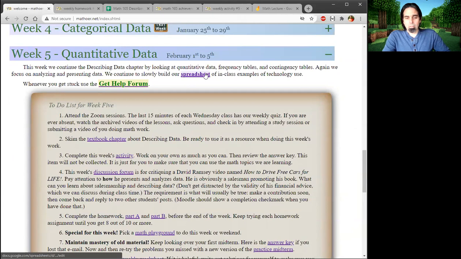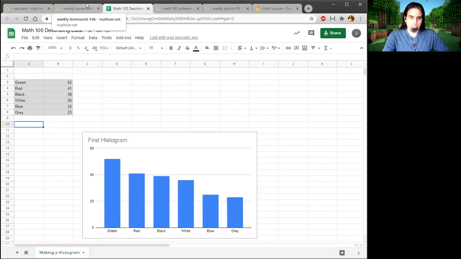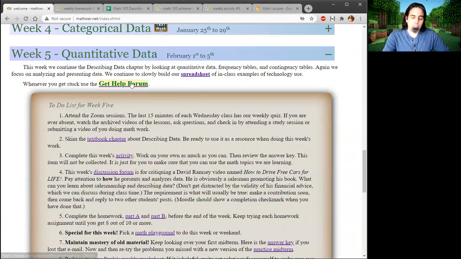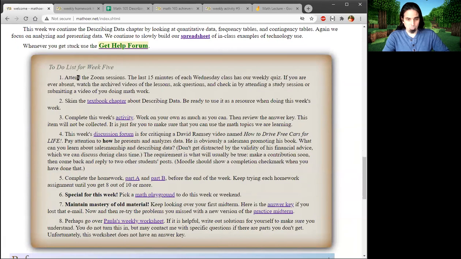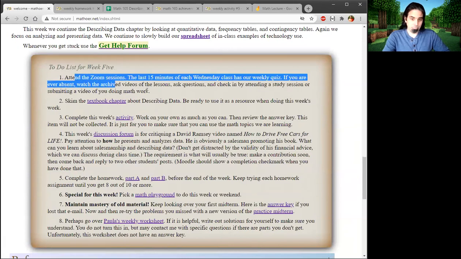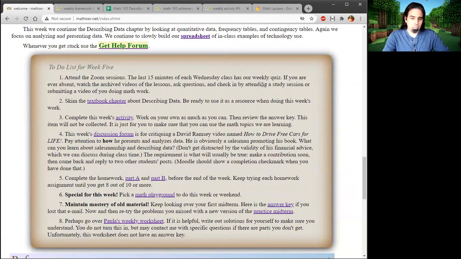Okay, moving on. When I look at this week, then there's also a link to the spreadsheet we're building up, this one I just showed you. We have our Get Help forum as always. Everything starts out normal. Come to the Zoom. If you don't, then check in with a study session or let me see your face doing math work. Skim the textbook chapter. We have an activity which we're actually going to work on during class today.